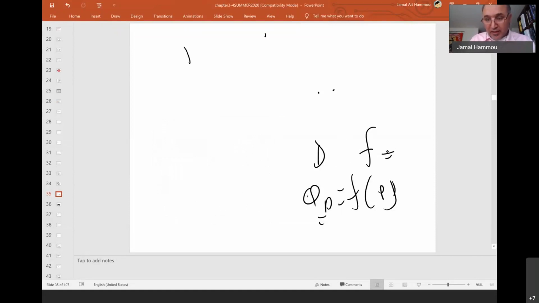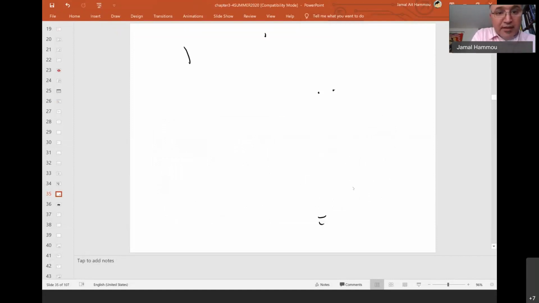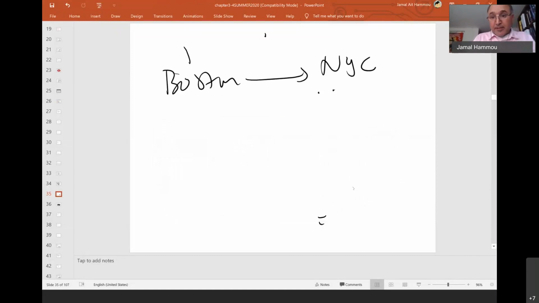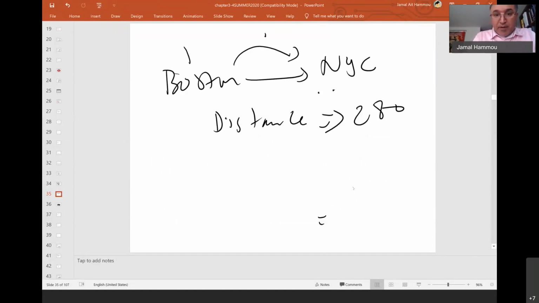Okay, let me just clean this so I can show you why we do that. Remember the example of going from Boston to New York City. There are a lot of variables that affect how much time it can take me. I know the distance is fixed. It's like 280 miles, for example. But there are a lot of variables that will affect me. One of them is the speed, how fast I drive. Second is the weather, for example.